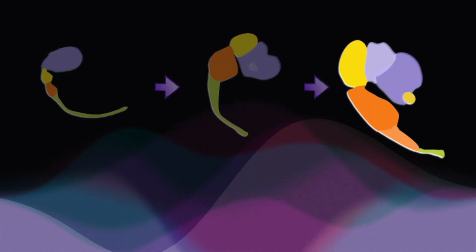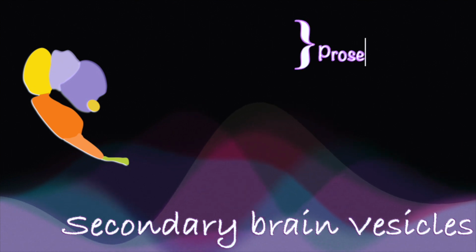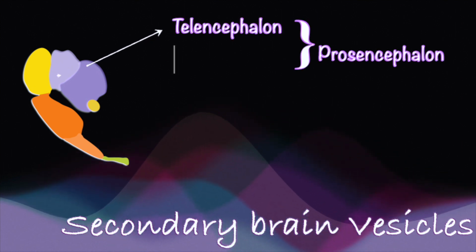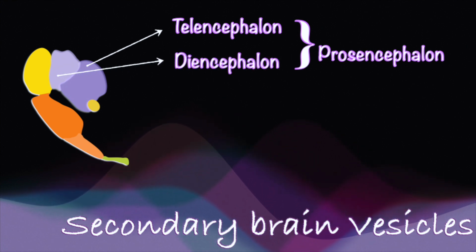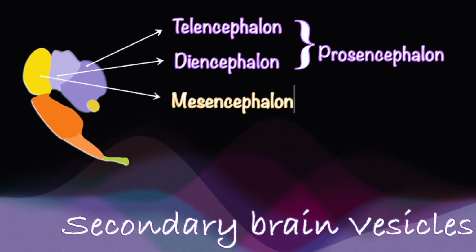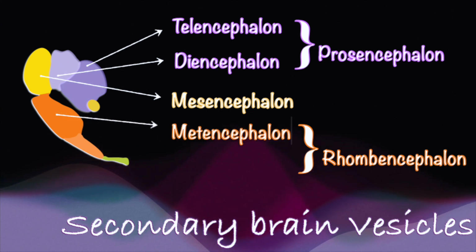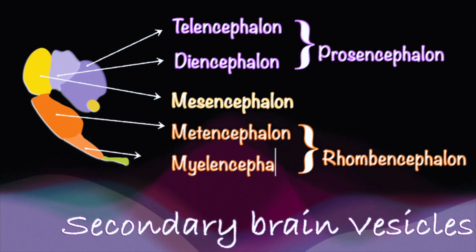These primary vesicles further divide, fold, and develop into secondary brain vesicles. Prosencephalon divides into telencephalon present rostrally and diencephalon present caudally. Similarly, rhombencephalon divides into metencephalon rostrally and myelencephalon caudally. However, mesencephalon does not divide. These secondary brain vesicles further divide and grow into the adult brain structures.